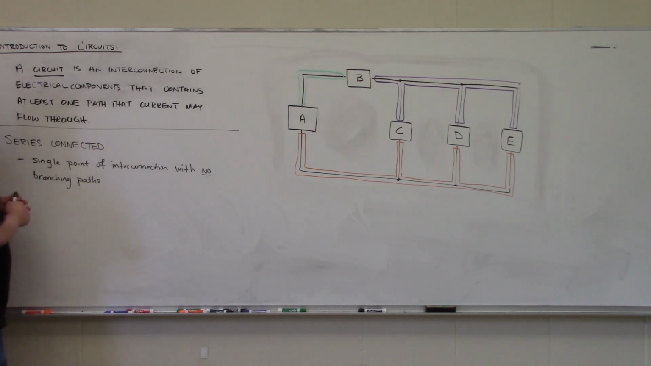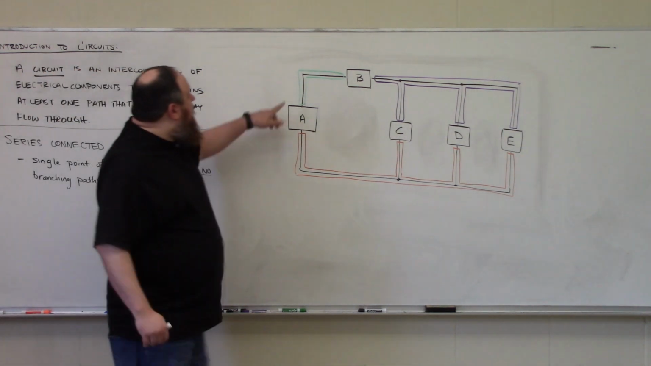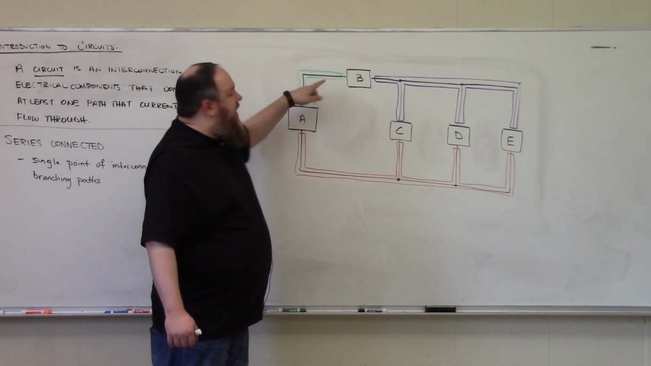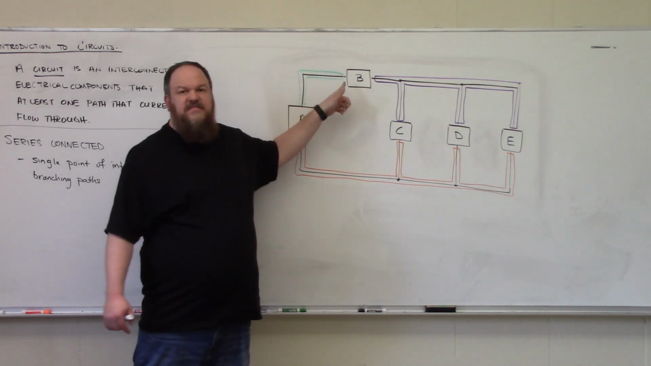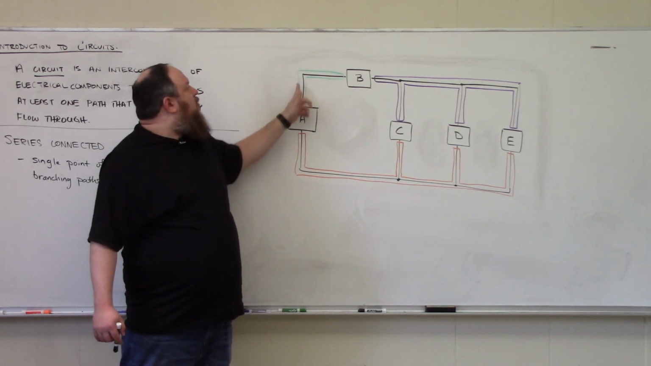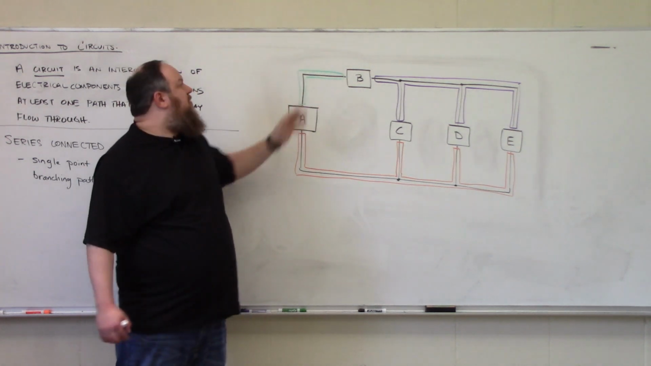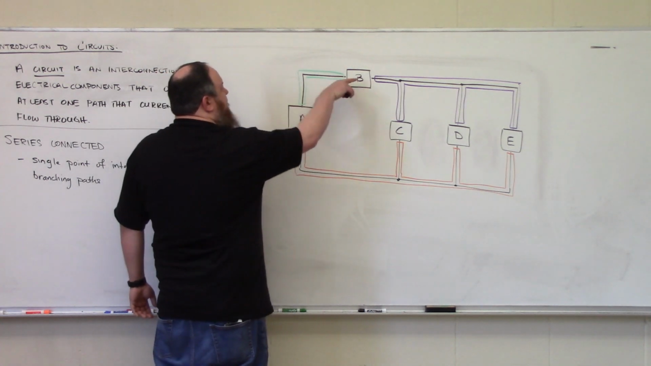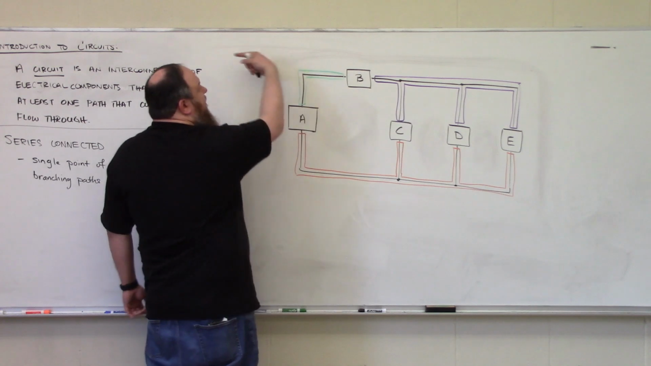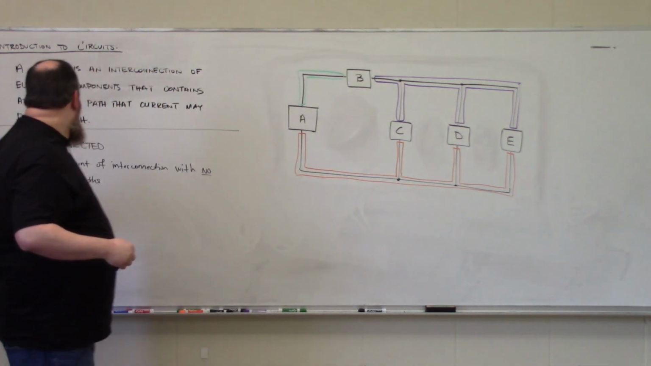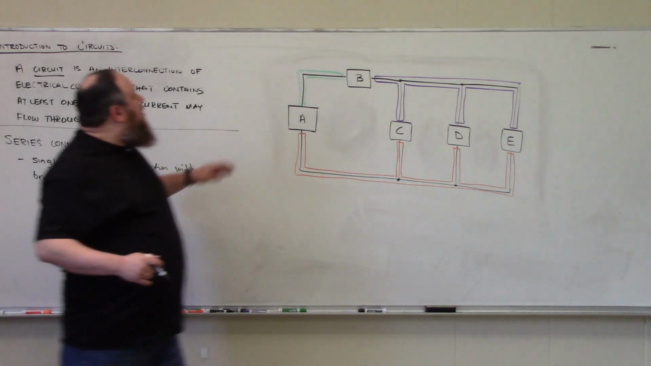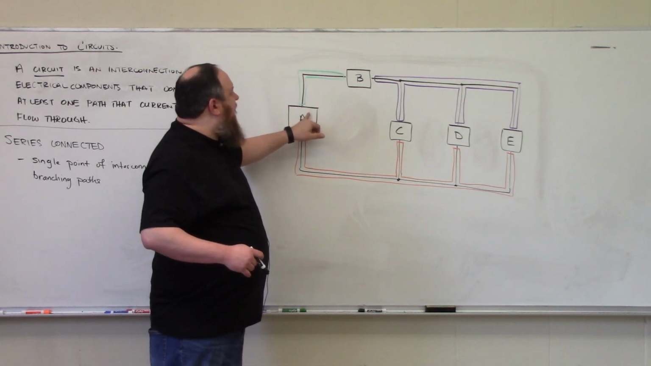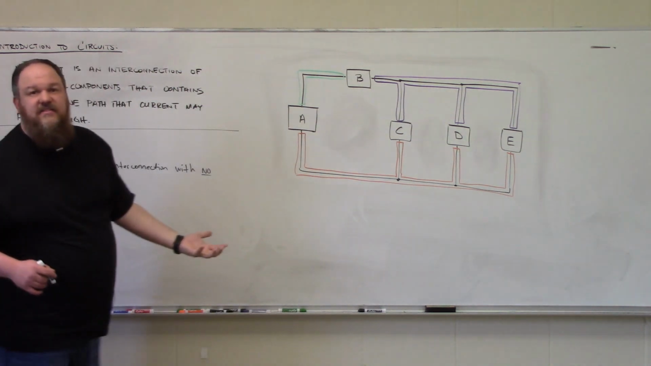And so what I mean by that is if we look at this node between element A and element B, this is a single point and there's no other way for current to flow away from this node, right? So if current is flowing up through element A, it has to flow through element B next. It can't split off and flow in any other direction, so there's no branching paths. So that means because there's only this single point of interconnection, elements A and B are electrically connected in series.